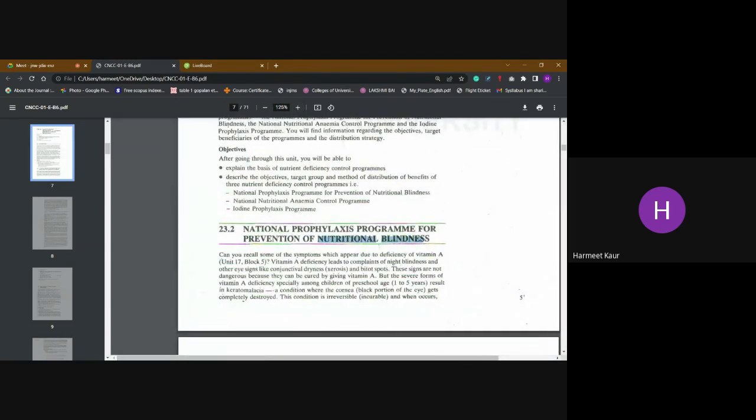When we were doing vitamin A, we read that a lower intake of vitamin A or deficiency of vitamin A leads to symptoms or complaints related to night blindness or other signs and symptoms, which are together known as xerophthalmia.